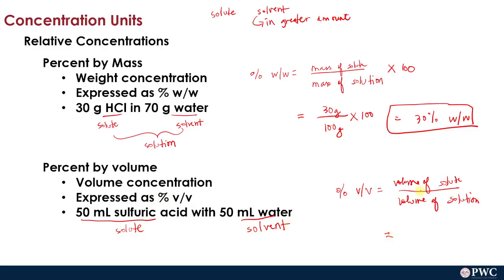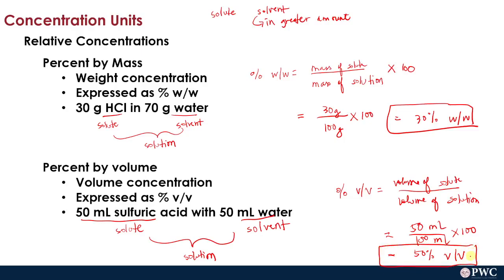So again, we need the volume of the solute. Here, this is the solute, and this is its volume. So we have 50 ml of the solute over the volume of the solution. Again, this is not the solution, this is just the solvent. The solution is made up of the solute and the solvent. So that's 50 ml plus 50 ml, we have 100 ml, times 100. If we solve this, we have 50%. That's the percent by volume of the solution.